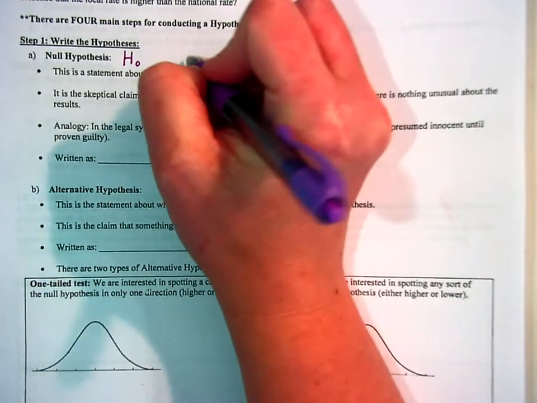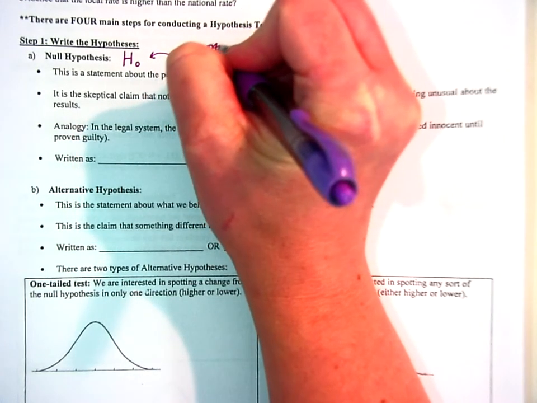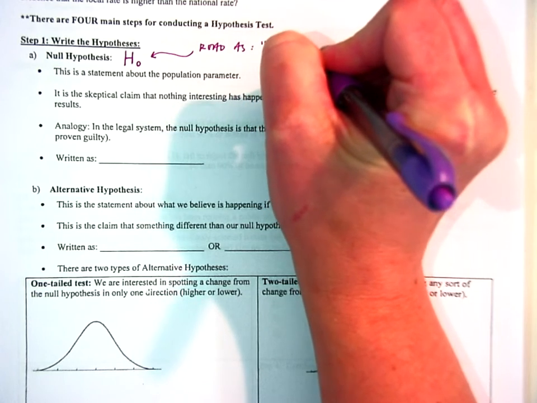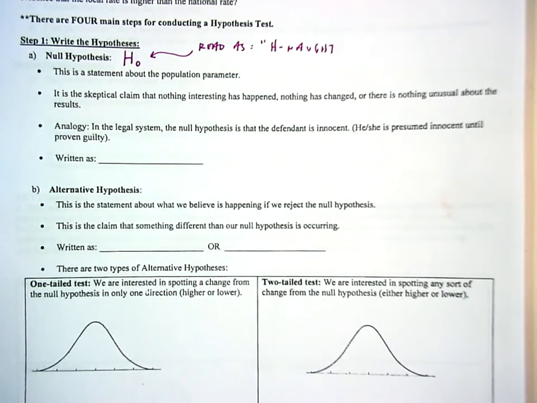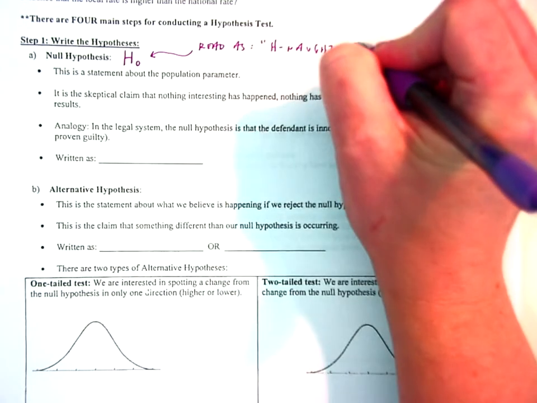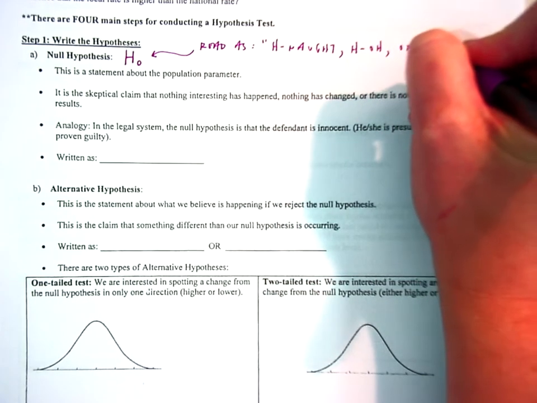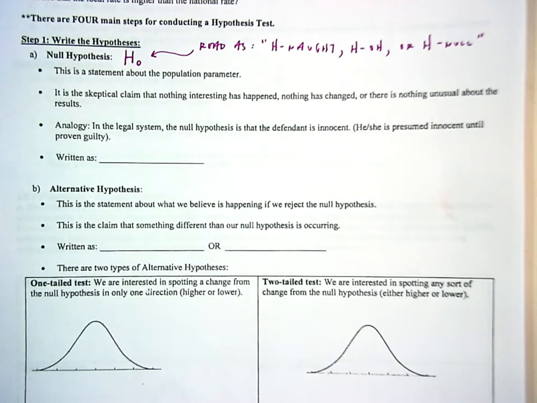When I read it, there are a few different ways we could read it. We could read it as H naught, like K-N-O-T naught, or H O, or H null. Whenever we see that H with that little sub O, it reads as H naught, H O, or H null. All of those are fine.